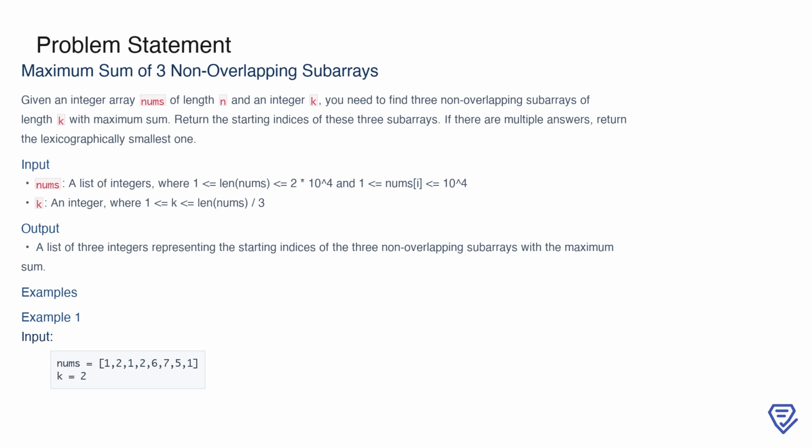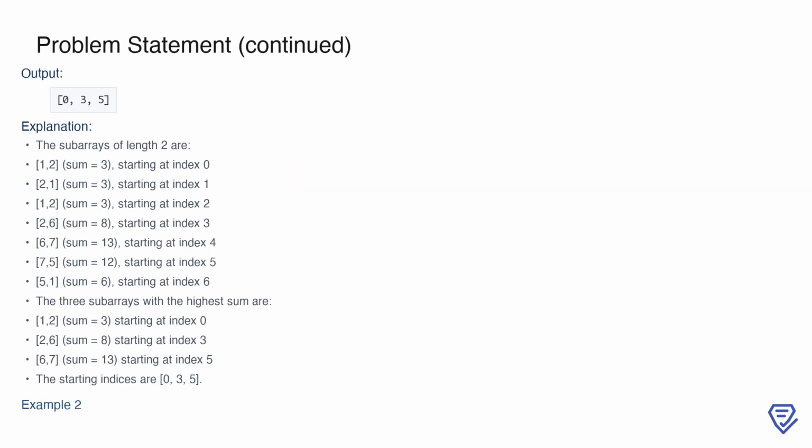The input includes the array nums, where the size of the array is between 1 and 20,000, and each element is a positive integer between 1 and 10,000. The value of k is also constrained to be at least 1 and at most 1/3 of the array's length. The output is a list of three integers representing the starting indices of the chosen subarrays. Let's look at an example to understand the problem better.